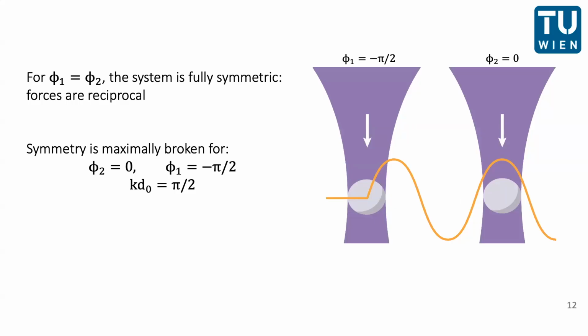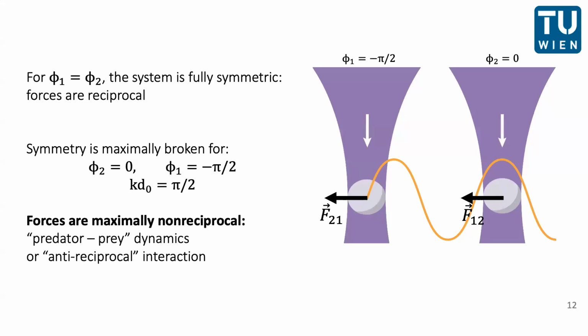So if you calculate the forces, they are maximally non-reciprocal, because it's not that F21 is minus F12; they are actually the same in magnitude and following each other. And in the non-reciprocal community, this is called predator-prey dynamics. How we call it is anti-reciprocal interaction, because it's exactly opposite to the reciprocal interaction.